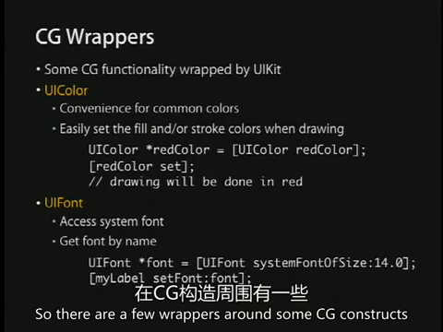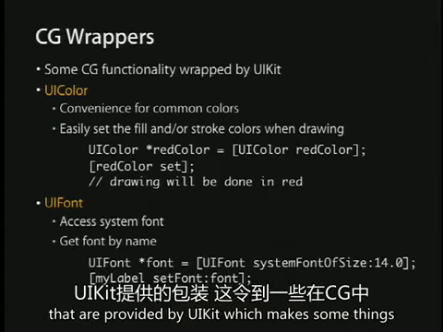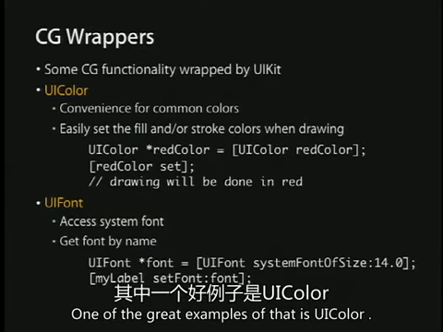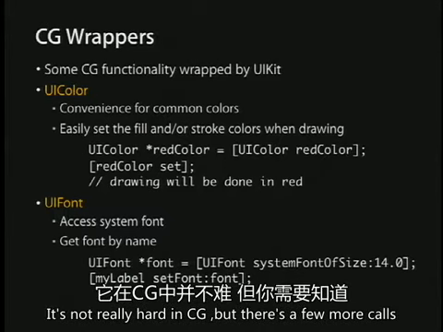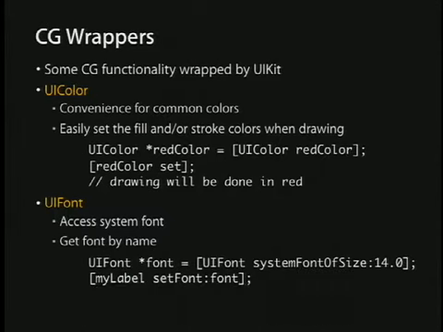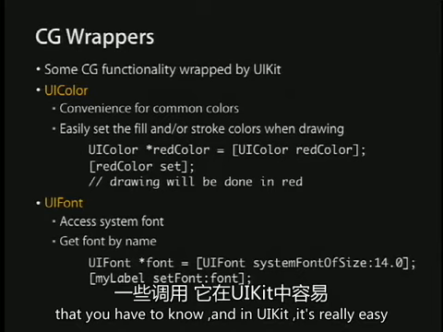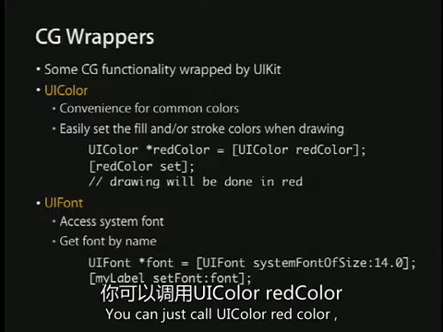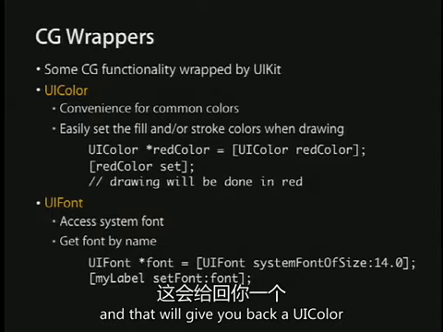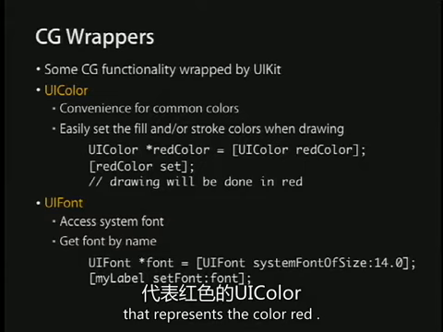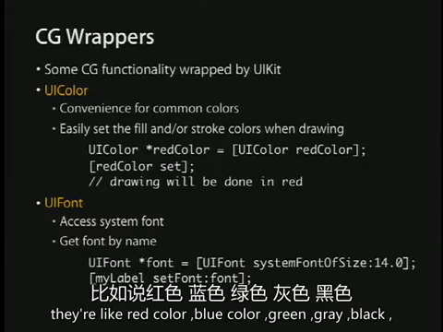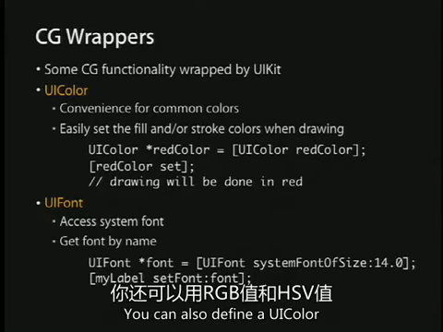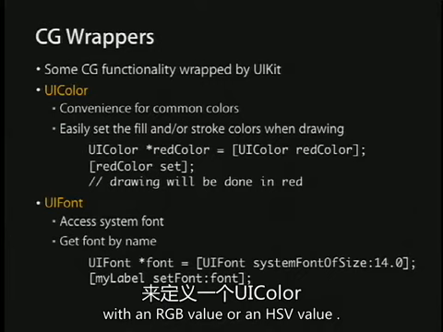There are a few wrappers around some CG constructs that are provided by UIKit, which make some things that are a little bit more difficult in CG super simple. One of the great examples of that is UIColor. It's not really hard in CG, but there are a few more calls that you have to know. In UIKit, it's really easy, and it's an Objective-C call, so it fits in with everything else you're doing. You can just call UIColor redColor, and that'll give you back a UIColor that represents the color red. There's a bunch of these convenience methods: redColor, blueColor, greenColor, grayColor, blackColor, whiteColor, all those things. You can also define a UIColor with an RGB value or an HSV value.